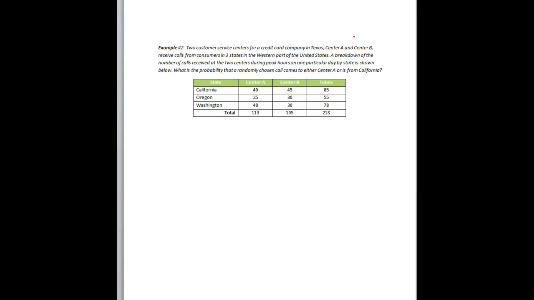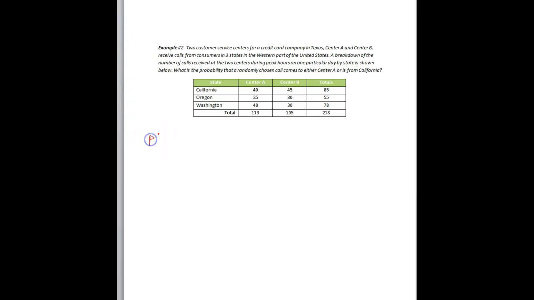Center A and Center B receive calls from customers in 3 states in the western part of the United States. A breakdown of the number of calls received at the 2 centers during peak hours on one particular day by state is shown below. What is the probability that a randomly chosen call comes to either Center A or is from California?